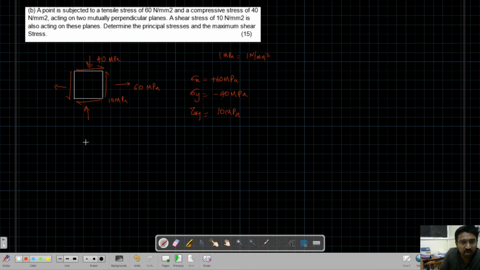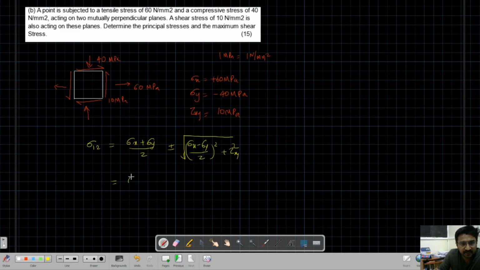Now we can find the principal stresses using this formula. Sigma 1, 2 can be found by (sigma x plus sigma y) by 2 plus minus under root (sigma x minus sigma y by 2) whole square plus tau xy whole square. So we'll get two values, one using plus, the other using minus. The larger value we give sigma 1, it's a convention. The smaller value we will call sigma 2. So if you substitute, what do you get?